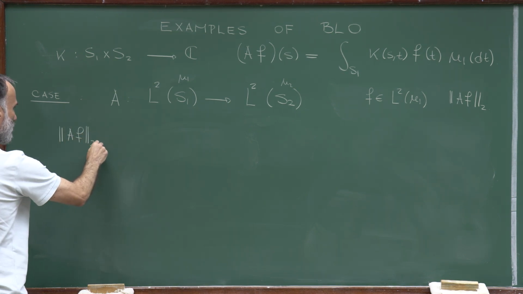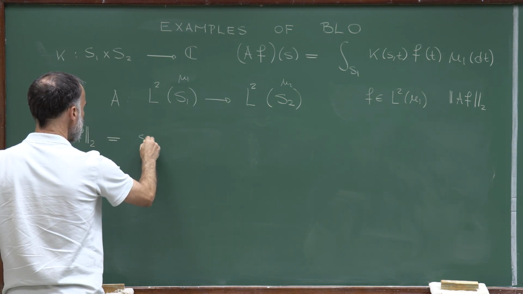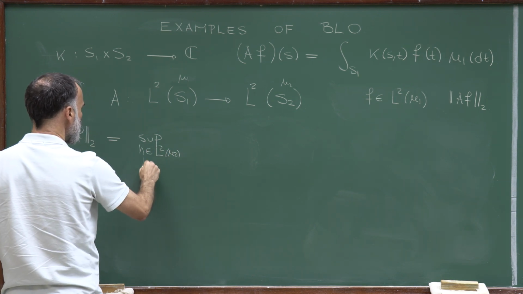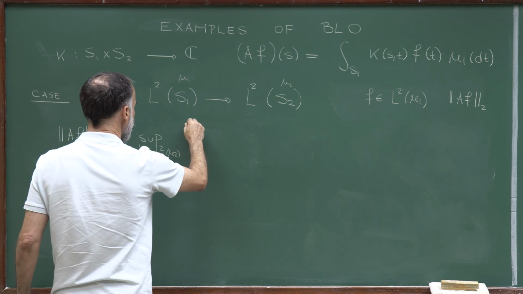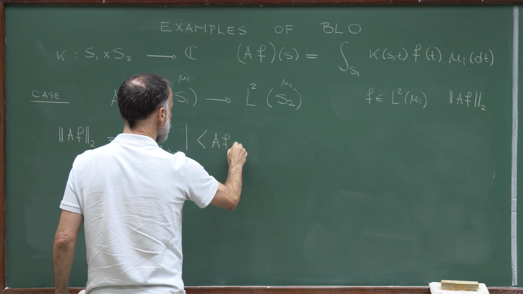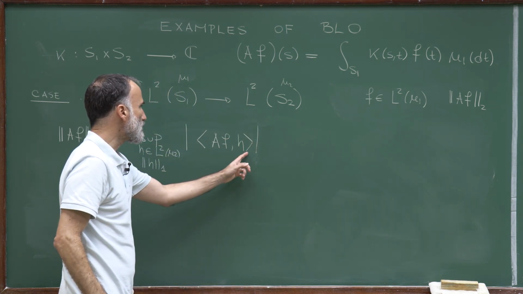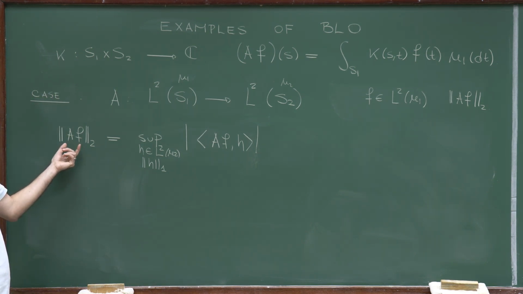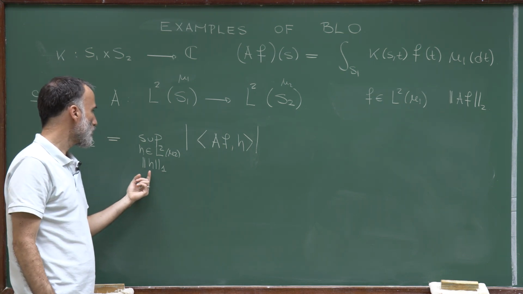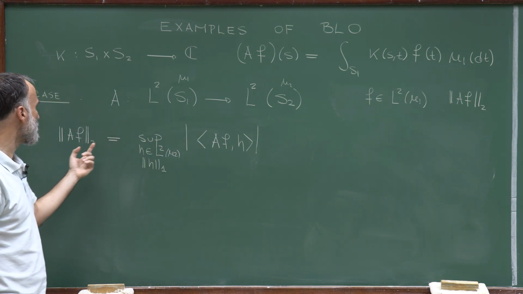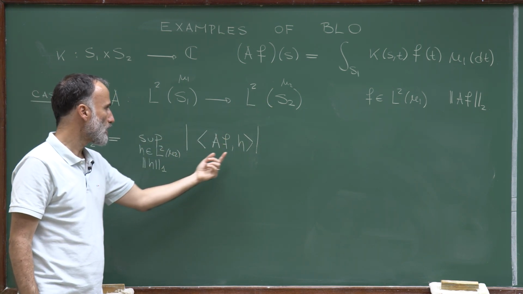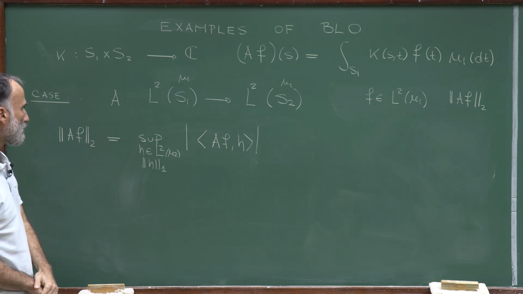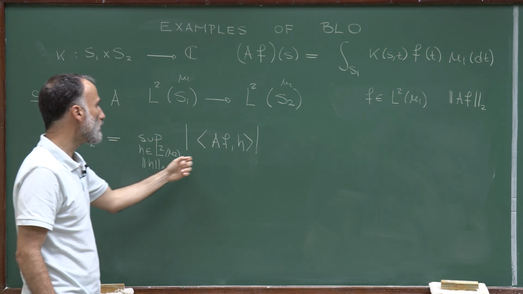So we are in the space L2. So this is equal to the supremum over all h in L2 whose norm is equal to 1 of the scalar product (Af, h), where we are representing here the scalar product. So we have seen that we can describe the norm in terms of the bounded linear functionals whose norms are bounded by 1. In the case of Hilbert space, L2(mu2) is a Hilbert space. The bounded linear functionals are represented by scalar products with respect to elements of the space. So we have this representation for the norm.